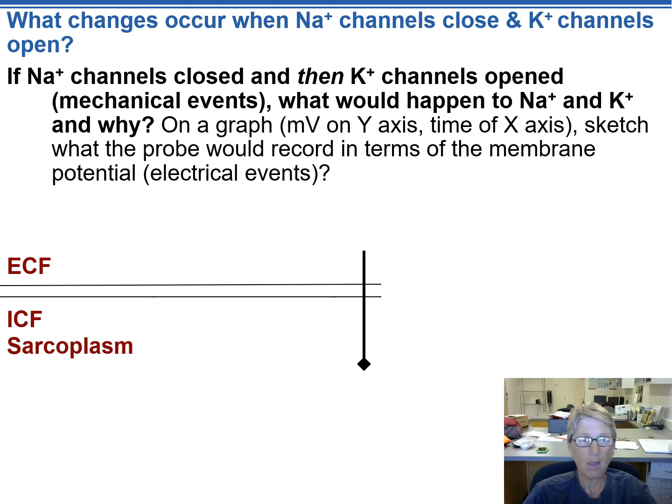So now, if sodium channels close, so now the sodium channels are closed. So sodium can't get in anymore. But potassium channels open, and their gates are open. Sketch what would happen to sodium. Could it go in anymore? And then what would happen to potassium, and sketch the same kind of graph we just did.